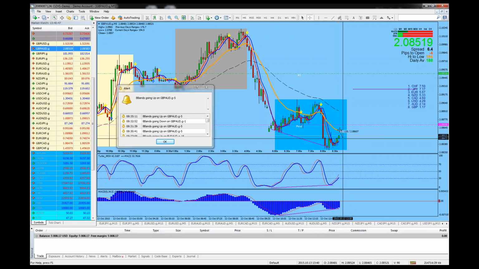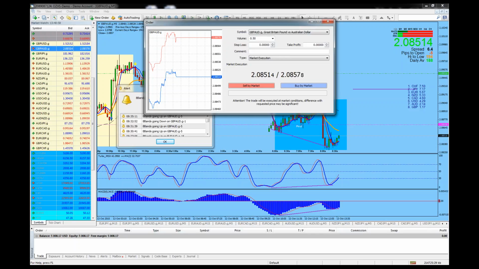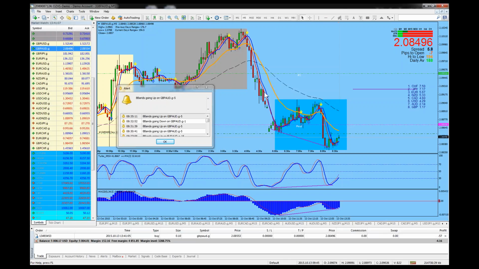And how far is it to the 18? All right, we have a 6 pip spread on this, which is a bit much, but just for the sake of using this today, I'm going to make this a 0.1, and I'm going to buy it. So we're just going to take trades as they pop up where they make sense.